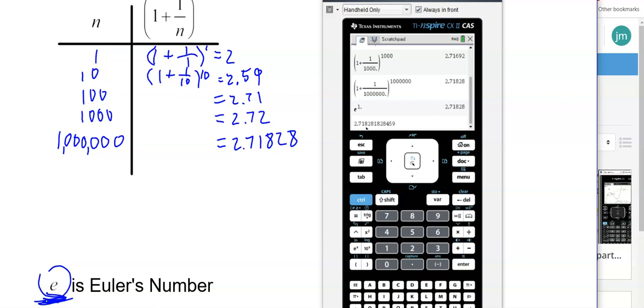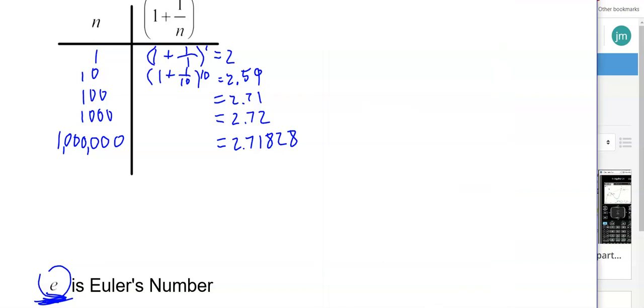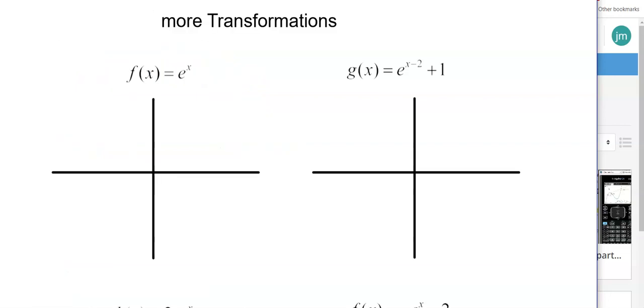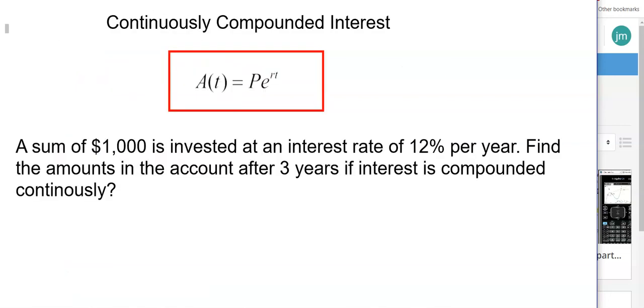And it's got a lot of neat properties. I'm going to save some of those for calculus because there's some nice reveals you get with that. But that is a number we're going to use in our formula. So the formula, we'll come back to the graphing in just a minute, is this.